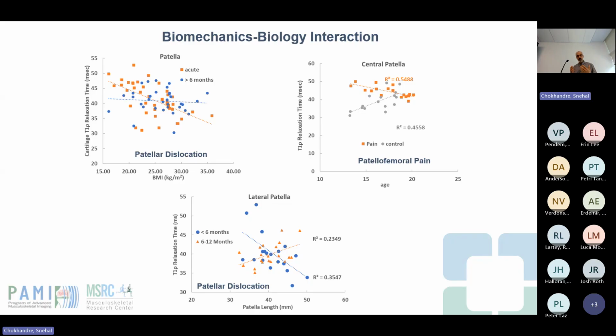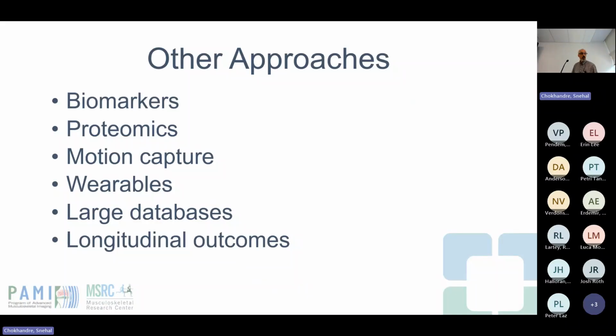And this is where we need to assess when our models are relevant, if nobody else is going to tell us. There are other approaches that you can use. Biomarker studies are valuable. Proteomic studies, motion capture, wearables, large databases, longitudinal outcomes, all that kind of stuff are also helpful to refine our models, make them more relevant, and make them a better representation of the injured and the recovery conditions. But there are certainly many more ways to evaluate things.